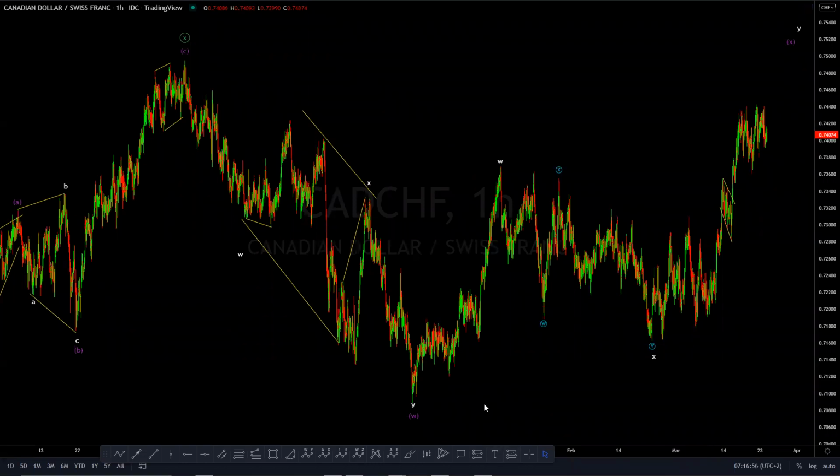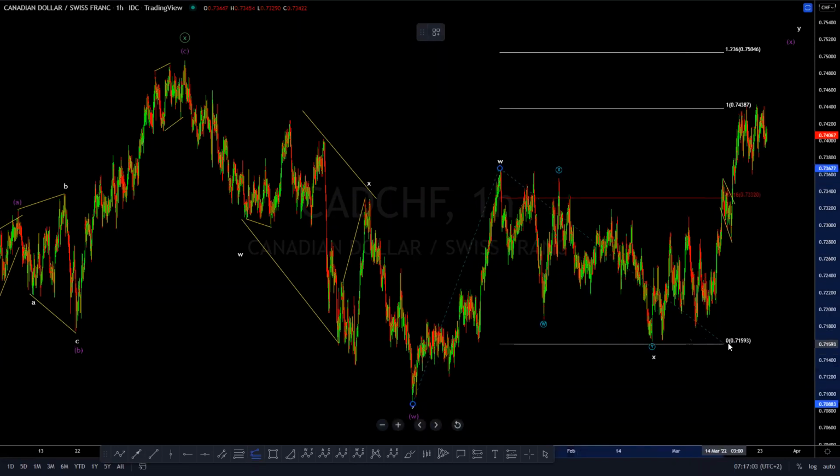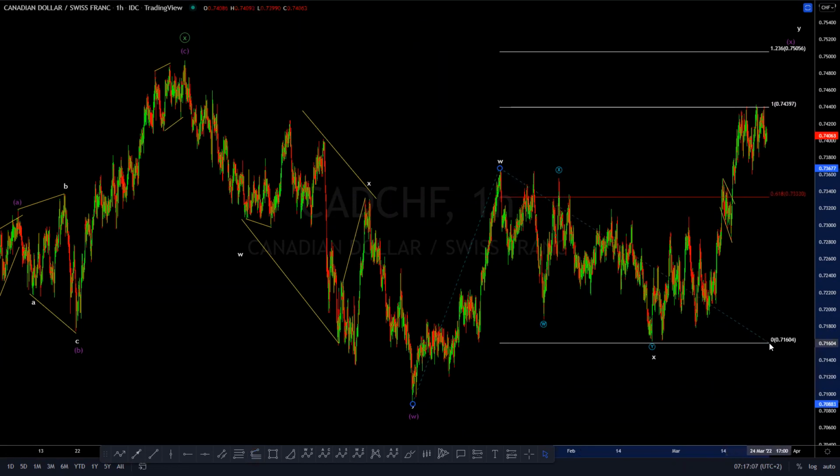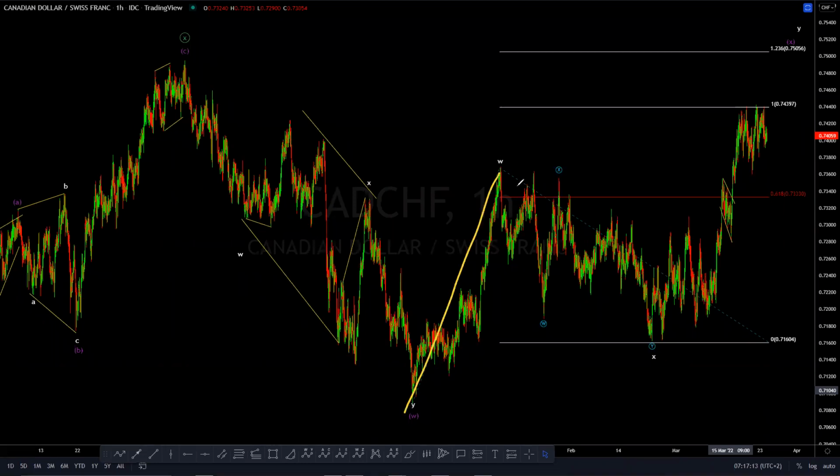Now, to determine that, we make use of the Fibonacci extension tool to check just how far wave Y in white within X in purple went. Okay, so this is wave W in white, wave X in white. This is wave Y of X, that wave Y of X there. It seems to have reached 100%.